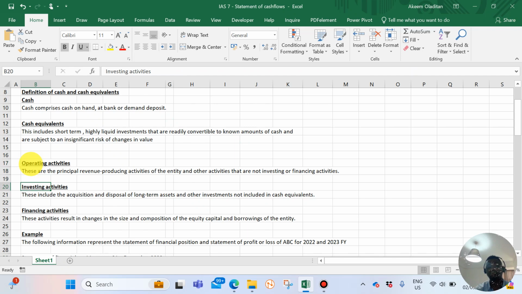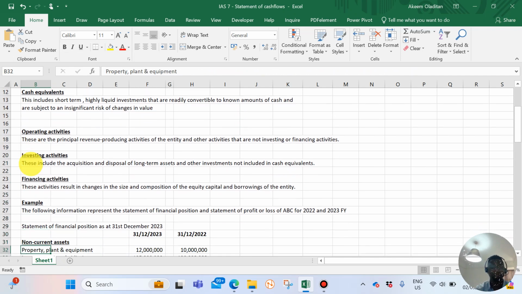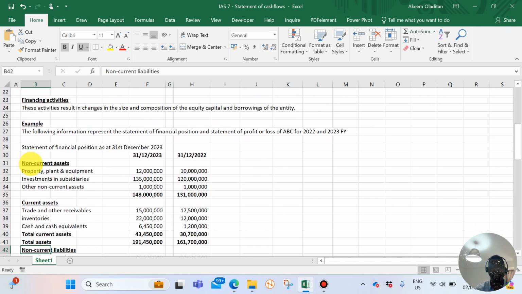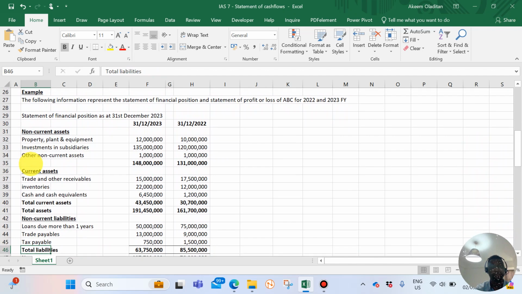So let me now use a very simple example. I created one example here so that we can use it to prepare our cash flow. If you look at it very well, most accountants are scared of preparing the statement of cash flows, because most of the time when they prepare it, it's not always balancing. I've had this issue before while growing in the process of preparing statements of financial position, statements of profit or loss, and also my management accounts. But over time, I've learned this skill.